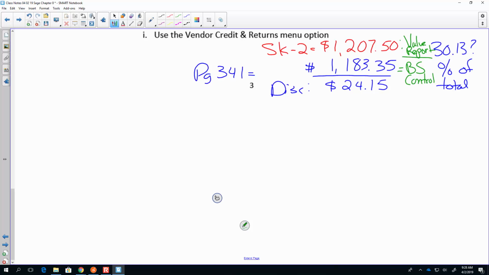Which number is right? Which is the more correct number? It'd be the control one, because what did we actually pay for that inventory? We paid the 1183, right? Okay, so now I give them the balance sheet with 1183. You run the report, it's 1207. What's the banker gonna think? They don't match, right? So we have a problem here, caused by those discounts.